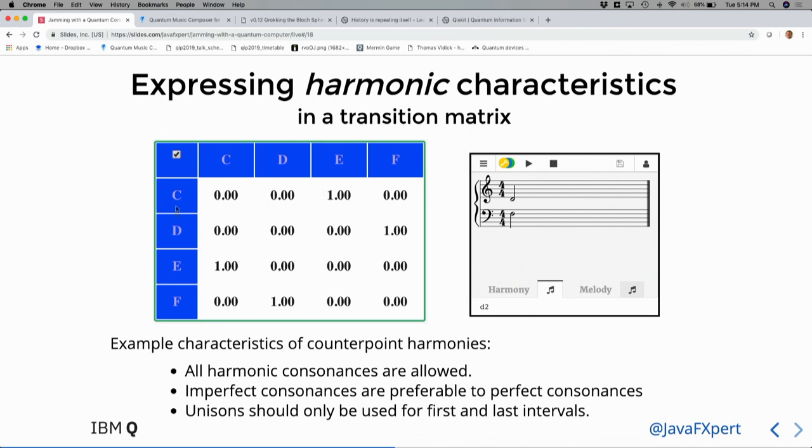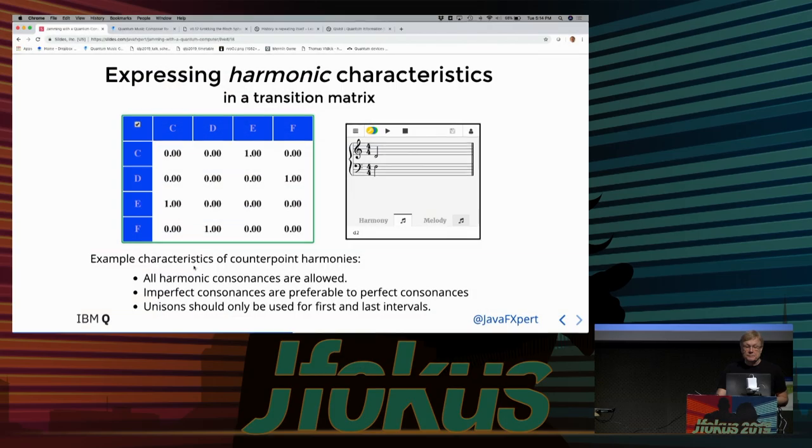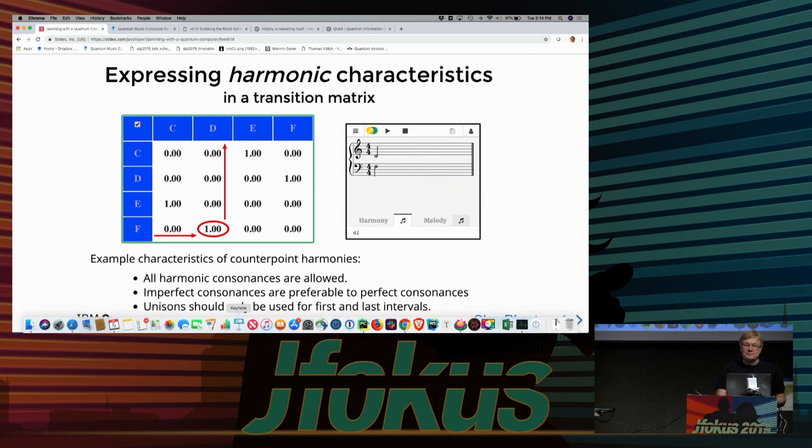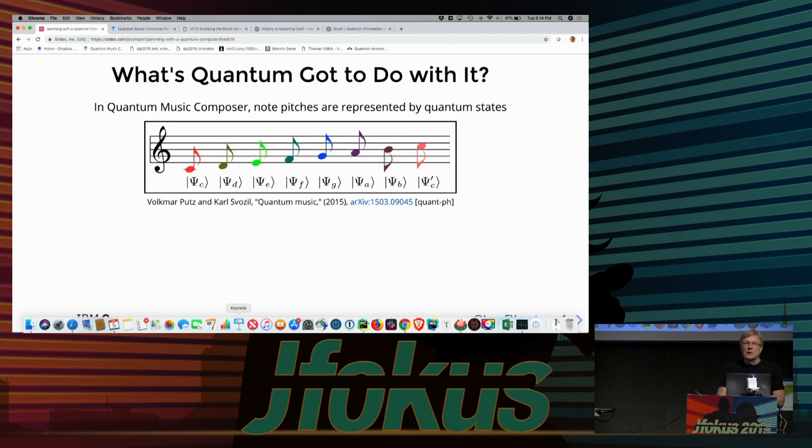And here's the harmony matrix. I'm saying, okay, for example, if I'm playing an F, then I want a probability of 1, 100% probability, that the note being played with it will be a D. So there's a D. And with that in mind, what does quantum have to do with anything?